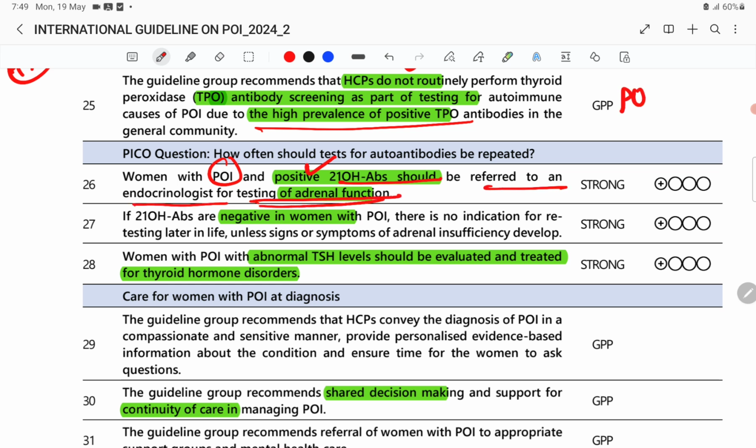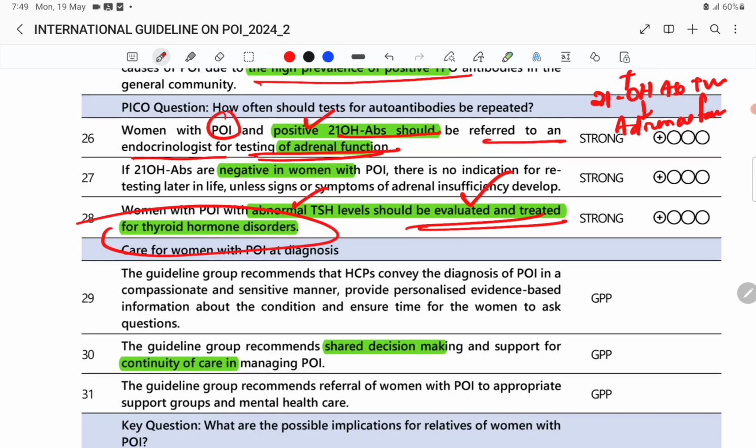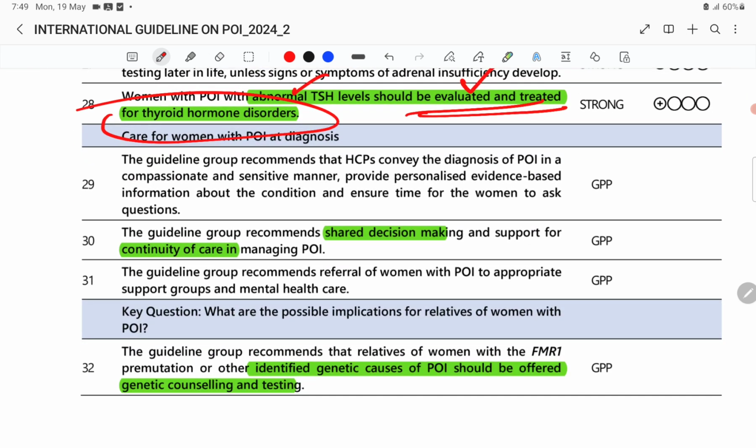If you get POI plus a positive 21 hydroxylase antibody, then you have to rule out adrenal failure. For women with POI who are 21 hydroxylase antibody negative, there is no indication for repeat testing later in life unless signs and symptoms of adrenal insufficiency develop. Women with POI and abnormal TSH levels, if elevated, should be treated for thyroid hormone disorder.